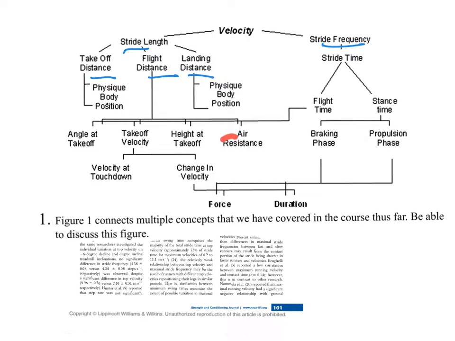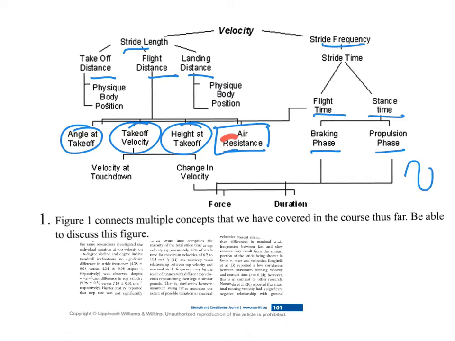Because every step you take, you're basically flying through the air as a projectile. So if you remember, the angle at takeoff, takeoff velocity, and the height of your takeoff affect projectile motion. And then we also remember that air resistance can affect that projectile. Here we're getting into flight time and stance time. And so that gets into stance and swing phases of the gait cycle, right? The braking phase and the propulsion phase, which are the two phases of your vertical ground reaction force that we saw on the Treadmetrics treadmill.